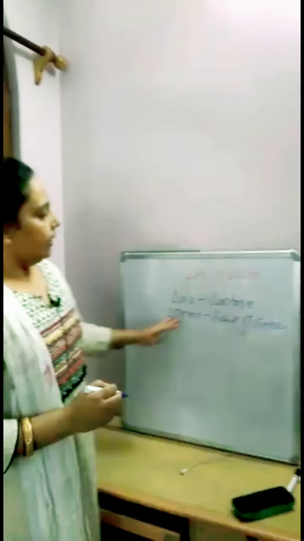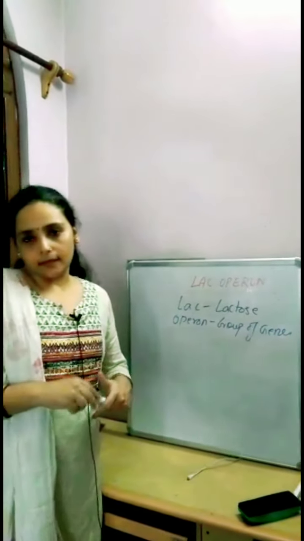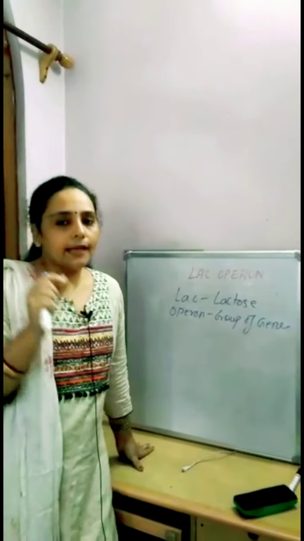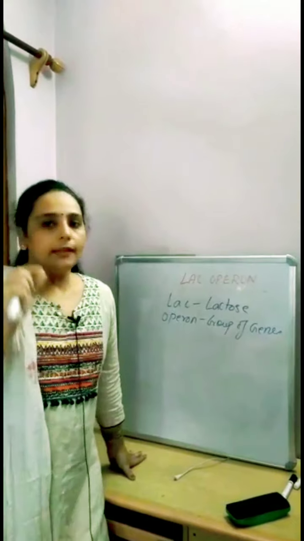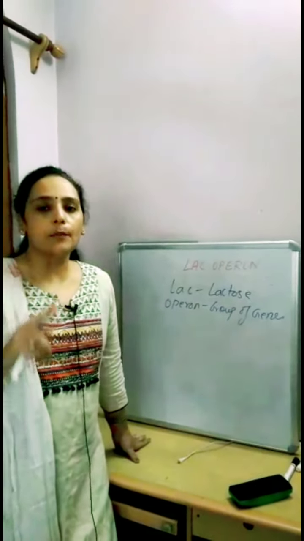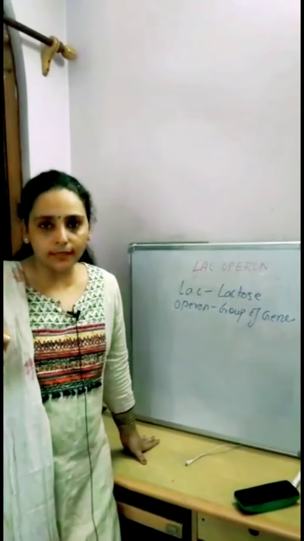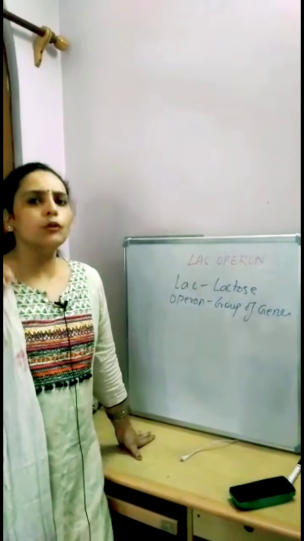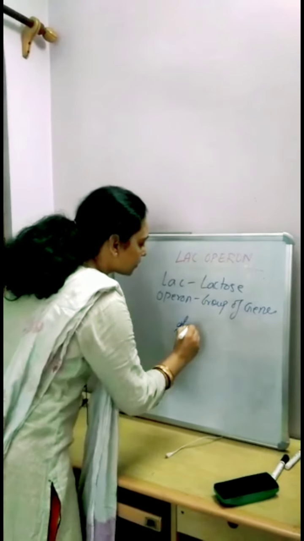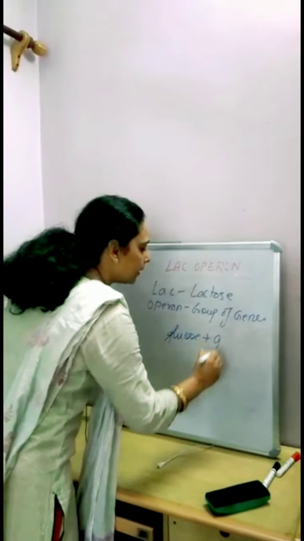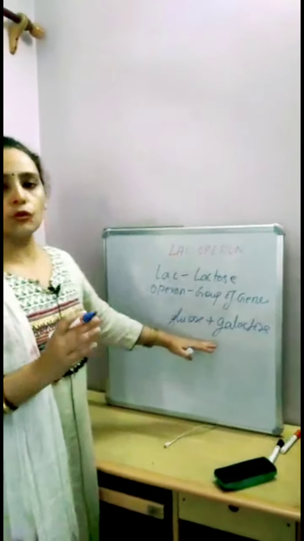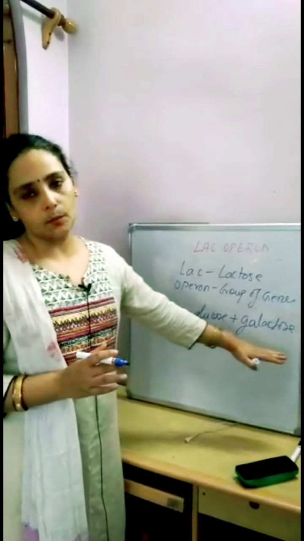Well, lactose is a disaccharide. What is a disaccharide? What do you mean by this? Di means two. Disaccharide means a sugar, a carbohydrate, which is made up of two simple sugar units, which here are glucose and galactose. That means lactose is made up of two sugar units. One is glucose and the other one is galactose.